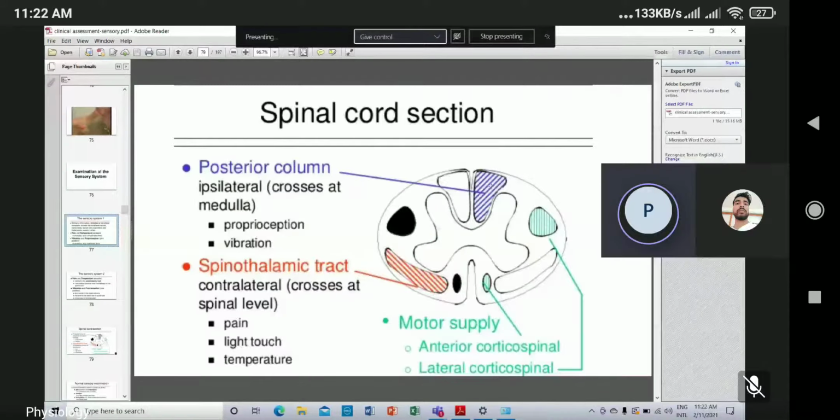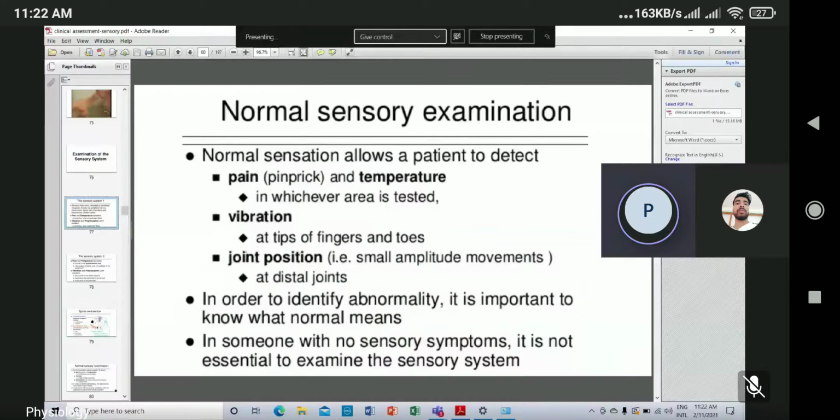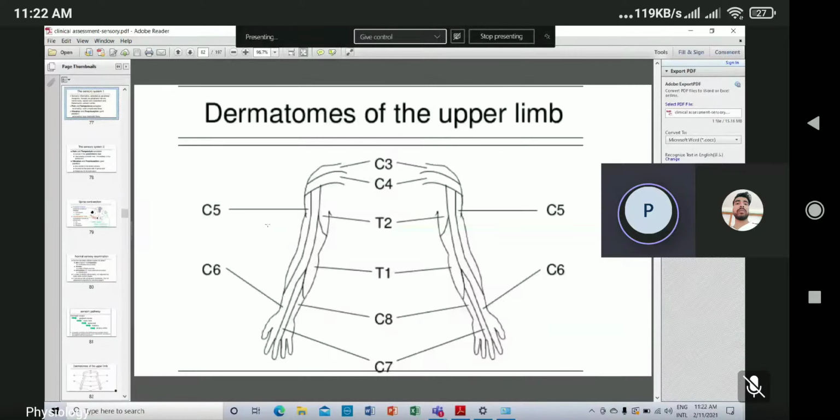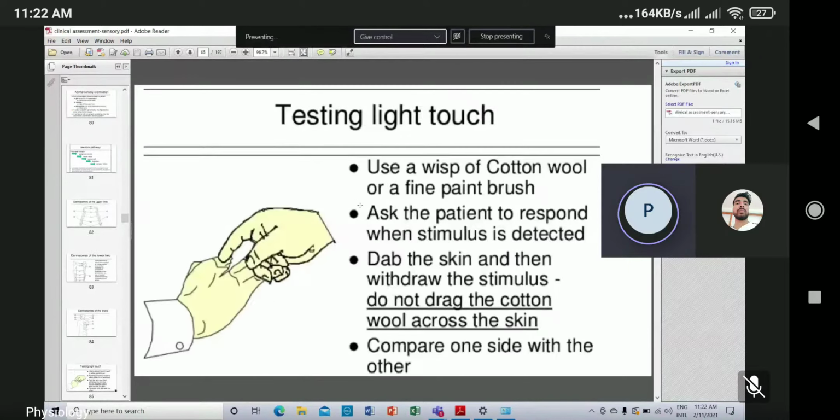This is the transverse section of the spinal cord. Knowledge of the tracts is very, very important. Once again, let's revise. The lateral spinothalamic tract is for pain and temperature. The posterior column or dorsal column tract, or tract of Goll and Burdach, is for fine touch, proprioception, and vibration sense. So we examine dermatome-wise in the entire body.